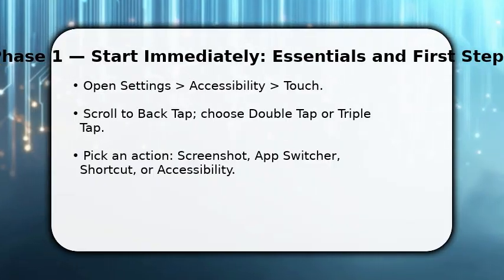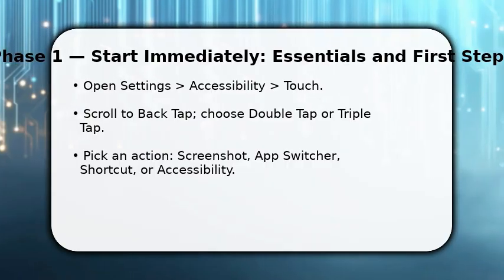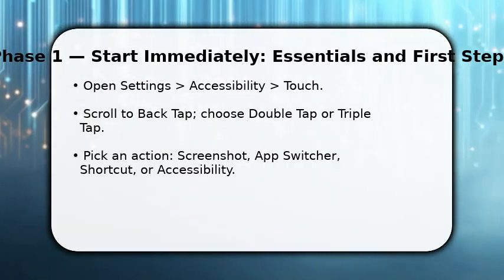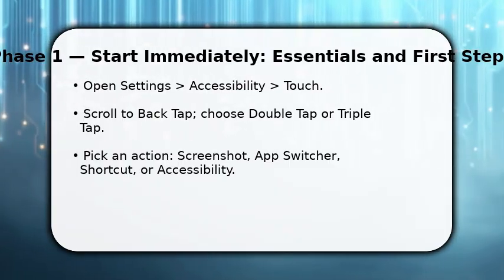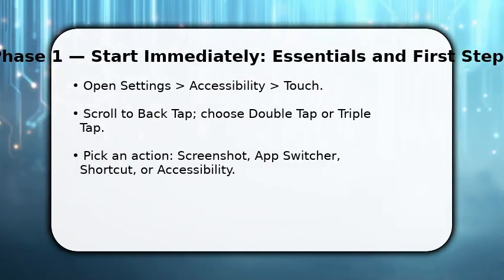You start by enabling back tap so the feature is ready. Open Settings, go to Accessibility, then Touch. Once there, scroll to back tap and pick double tap or triple tap. Choose the one that feels natural to you.